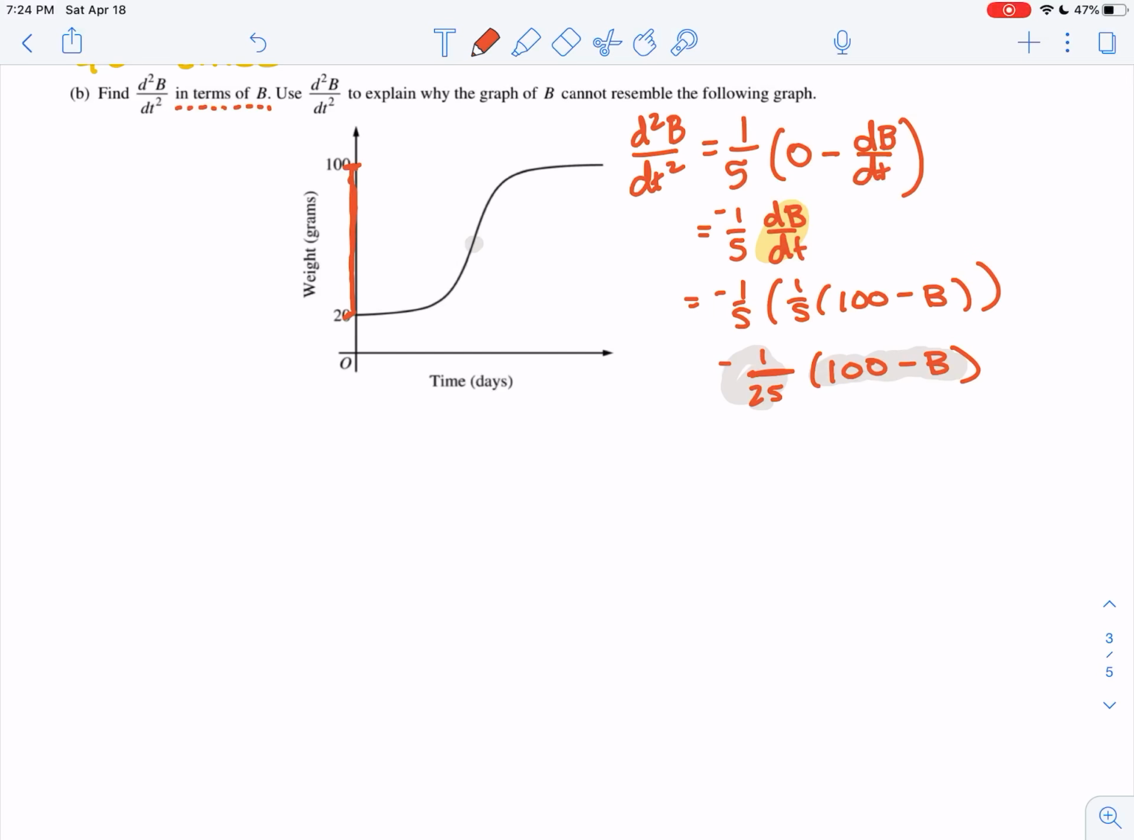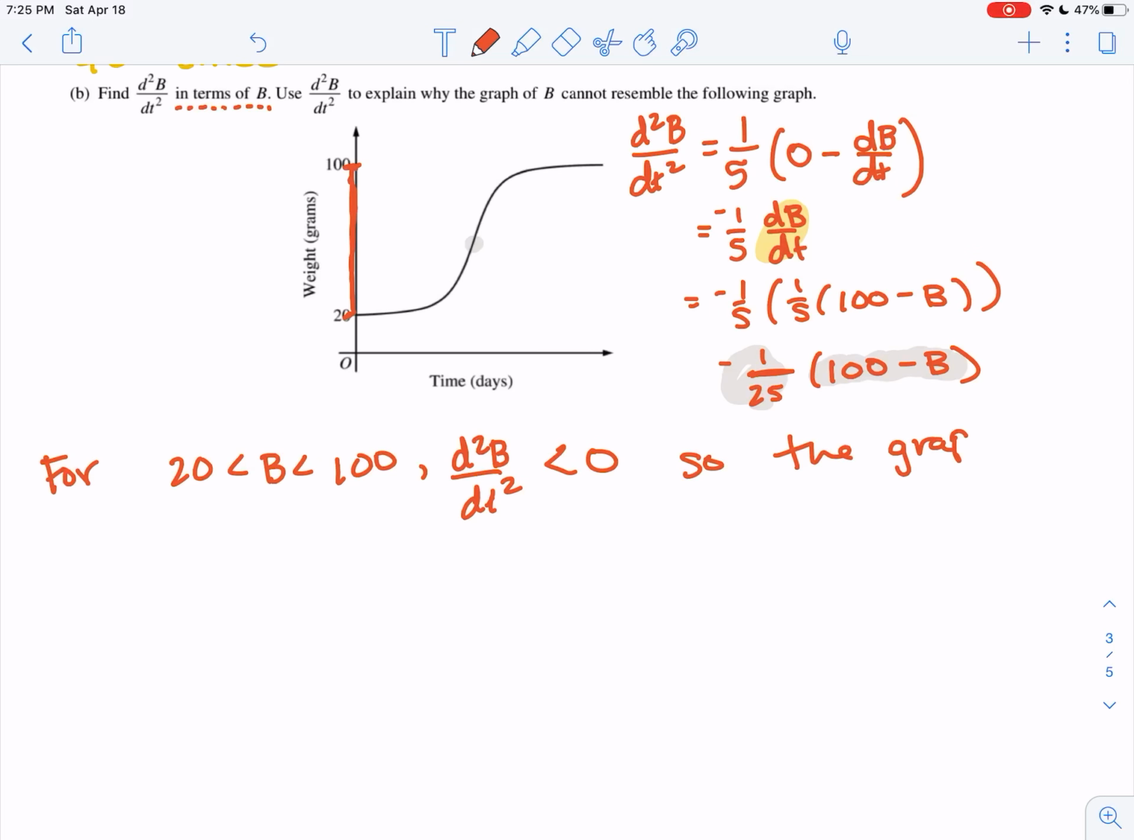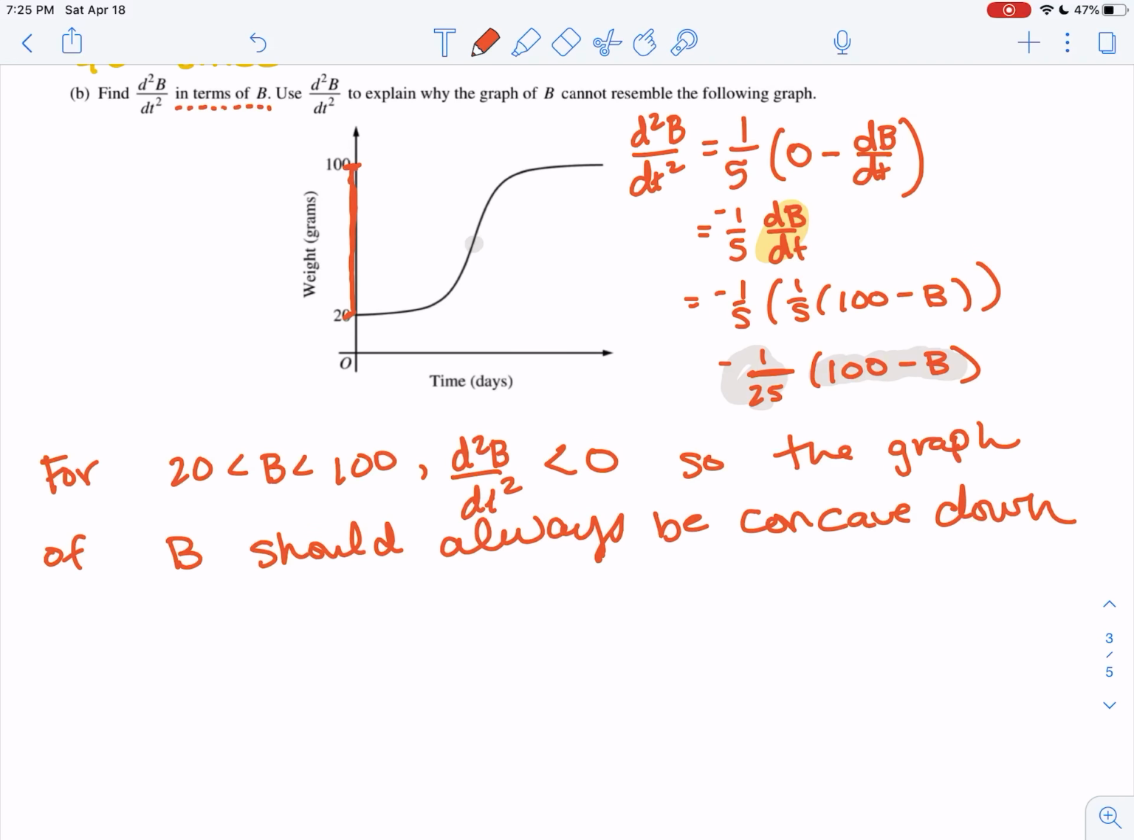So for B between 20 and 100, like they've given us, the second derivative with respect to time is always going to be negative. So the graph of B should always be concave down. Okay, and that's that.